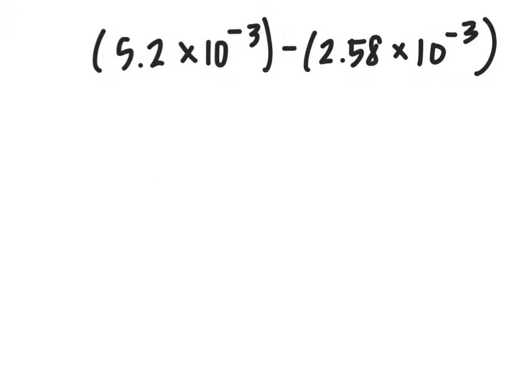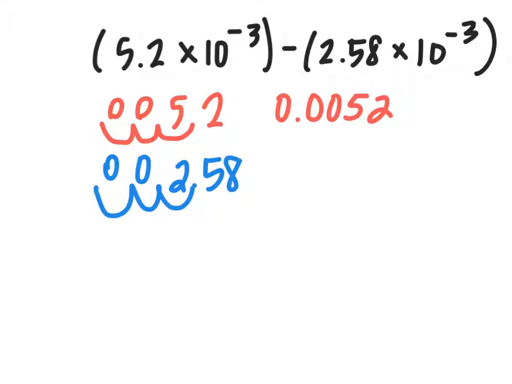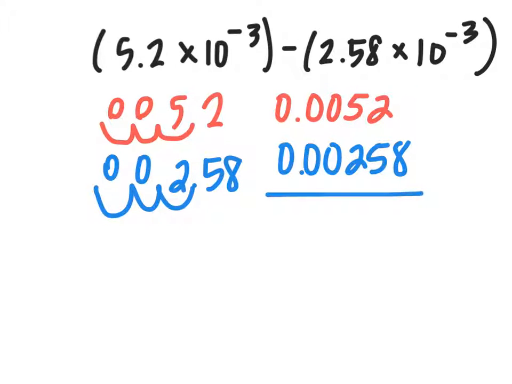Now looking at small numbers, we have 5.2 times 10 to the negative third minus 2.58 times 10 to the negative third. If we look to rewrite 5.2 times 10 to the negative third in standard form, we move the decimal left 3 times to get that very small number. So that's 0.0052. Doing the same for 2.58 times 10 to the negative third, we move the decimal 3 times to the left to get that small number, 0.00258. And if we go ahead and subtract, we have zeros there to hold the place.